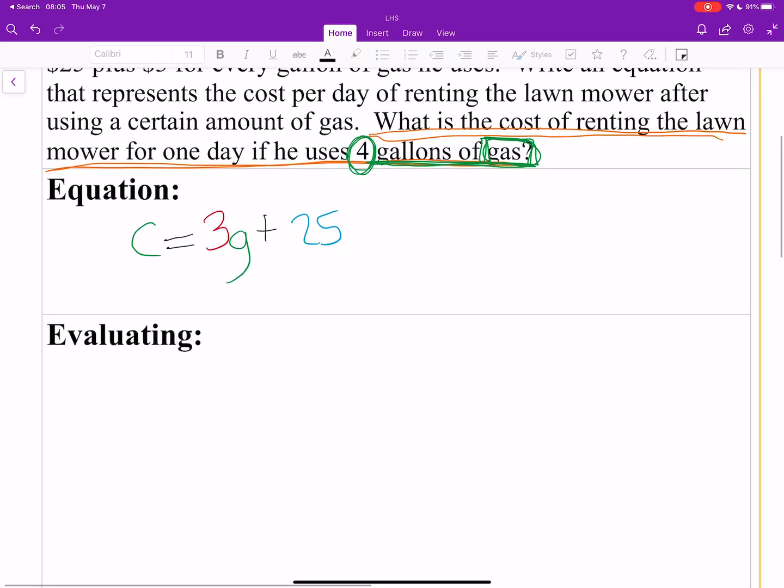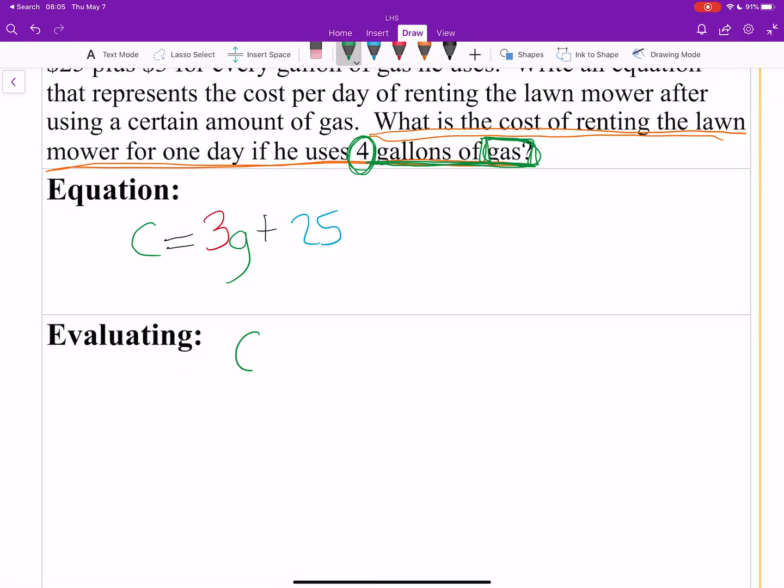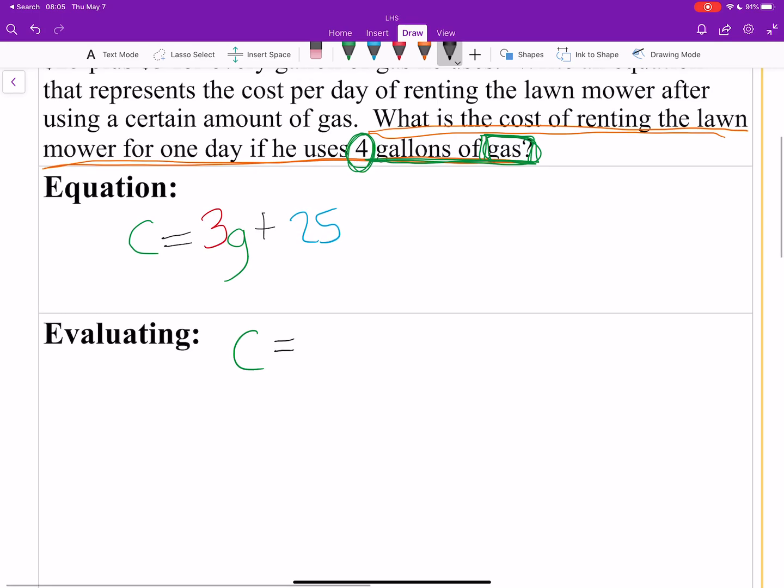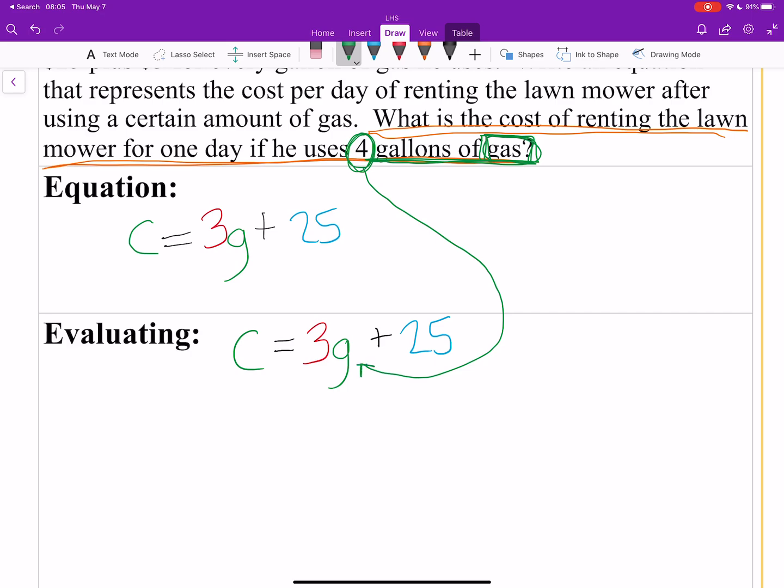Now I've got this equation right here that I'm going to rewrite below. So C equals 3G plus 25, right? That's the equation we have that models this particular situation. And somewhere, I've got 2 variables here, right? I've got a C, which is normally like our Y, and I've got a G, which is normally like our X. And in one of them, I have to put the number 4. I'm going to plug the number 4 into one of those pieces. I'm going to choose G for gas, because G represented gas. So wherever I see G, I'm going to replace it with a 4.